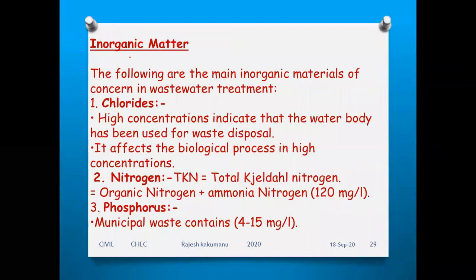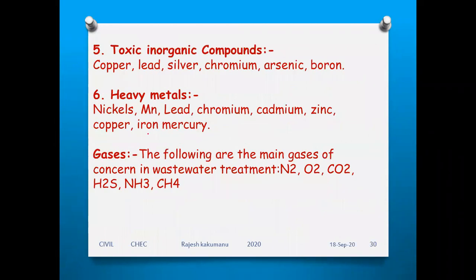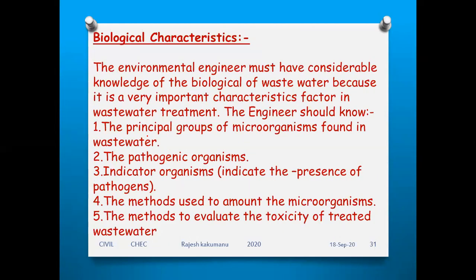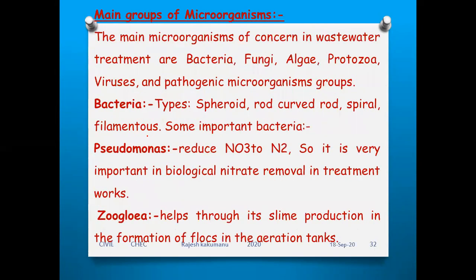Next, the inorganic matter. The following are the main inorganic matters of concern in wastewater treatment: nitrogen, phosphorus, toxic inorganic compounds like copper, silver, lead, chromium, arsenic and boron, heavy metals like nickel, manganese, lead, chromium, cadmium, zinc, copper, iron and mercury, and gases like nitrogen, oxygen, carbon dioxide, carbon monoxide, methane, hydrogen sulfide. In the next class, we'll discuss the biological characteristics.